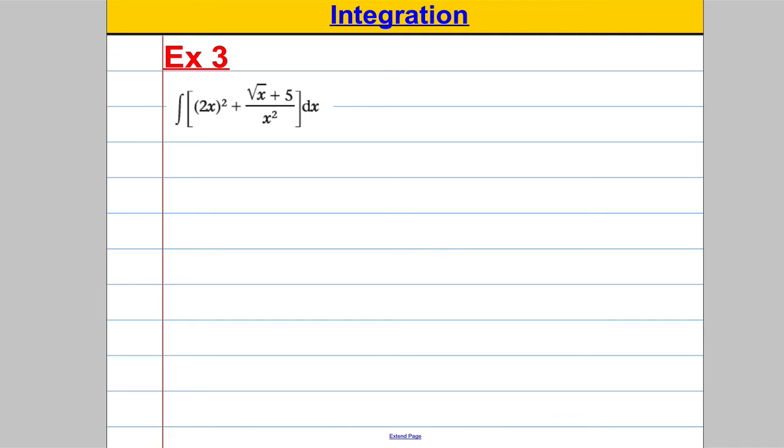Okay, next one, last example, we're going to try and integrate this. Now it looks quite complicated. There's various bits that are complicated. First we have 2x all squared, so that needs working out. And then we have this thing here which needs simplifying because it's not in single powers of x. There's an x root x on top, there's plus 5 over x squared, so we need to write those in powers of x all separately.